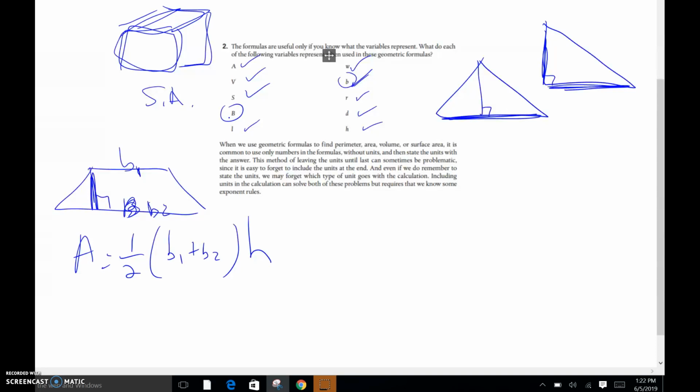All right, pause there. We're going to go to the next page. I'm going to pause quick and flip pages, and we'll talk about the next one.